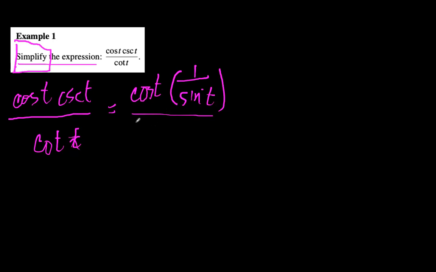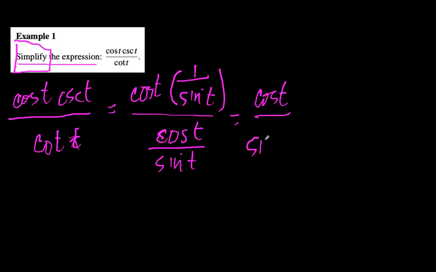Okay? And we know that cotangent is equal to cosine t over sine t. Di ba, guys? Tama ba? Okay, so now let's simplify the given expression. So this becomes cosine t times 1 over sine t, all over cosine t over sine t. Ito algebra lang to, guys.